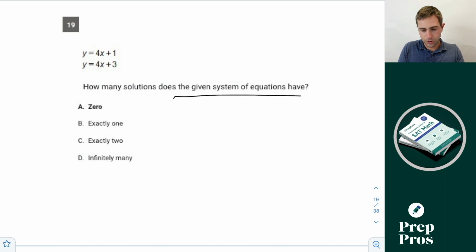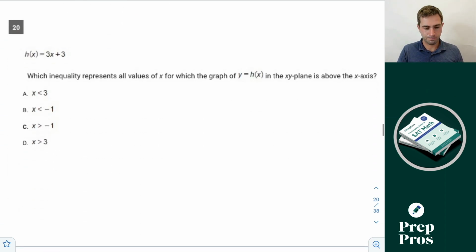How many solutions? This is another one that we absolutely want to make sure we have down. Really easy once you know your rules. Since our slopes are the same and our y-intercepts are different, we're going to have parallel lines that never intersect. Therefore, we're going to get 0, or no solutions.